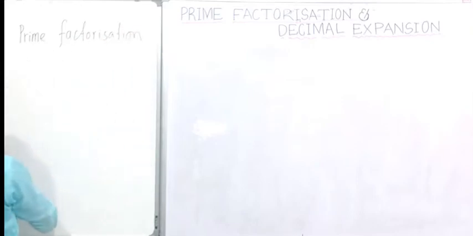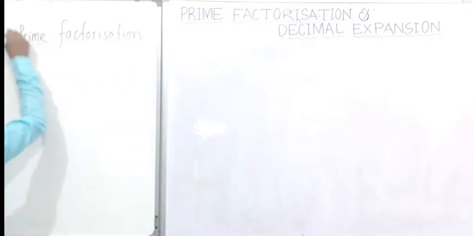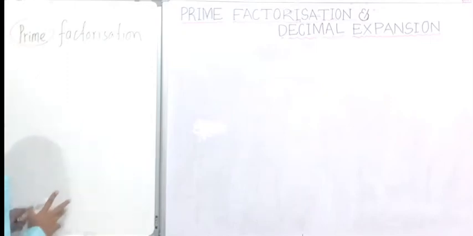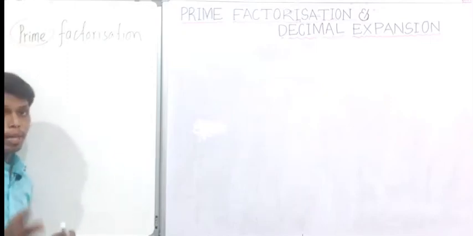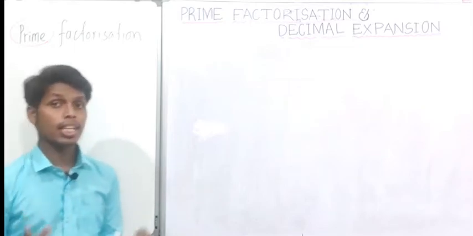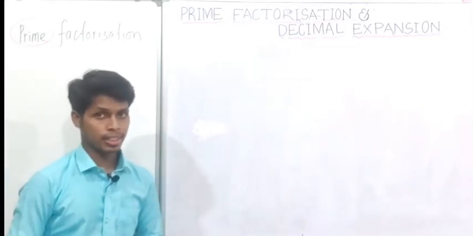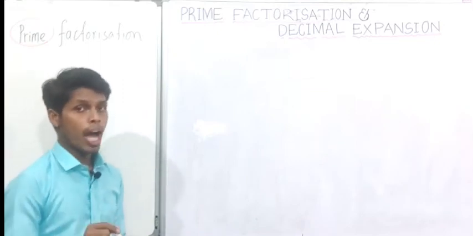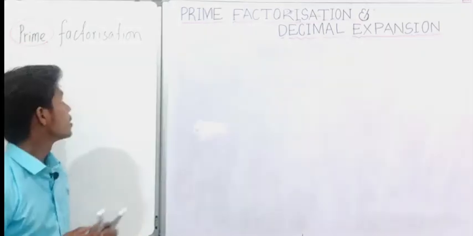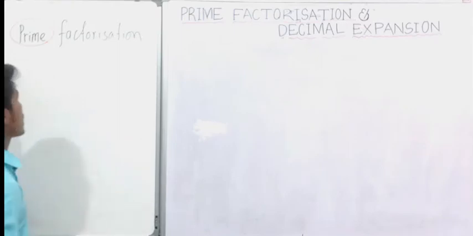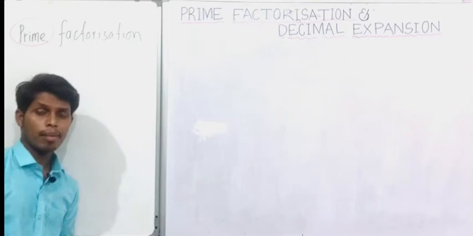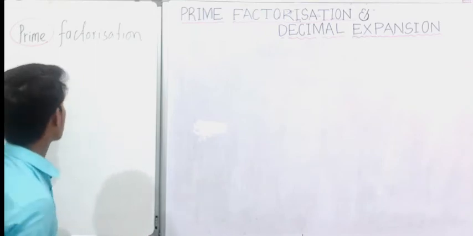About primes we had discussed briefly in the fundamental theorem of arithmetic. There we had learned that primes are the numbers which have exactly two factors, or the numbers which are exactly divisible by 1 and the number itself. So some examples of primes are 2, 3, 5, 7, 11, 13, 17 and so on.